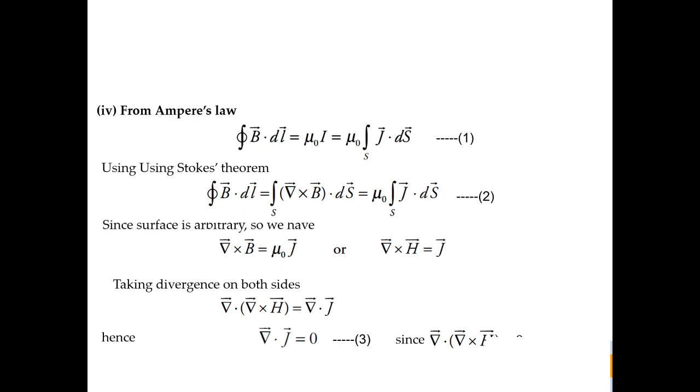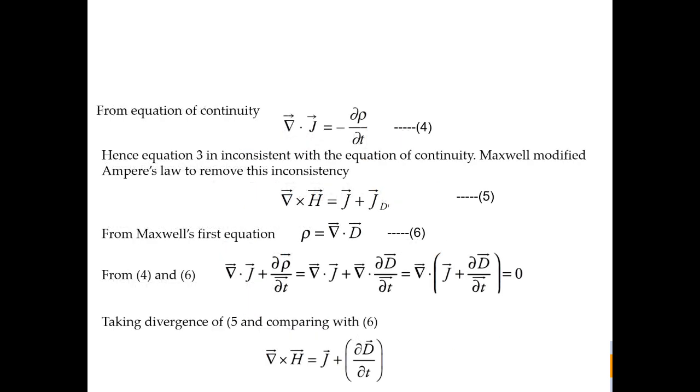But we all know that this is inconsistent, and we can prove that by taking divergence on both sides. On the left hand side I have divergence of a curl, which is 0. On the right hand side I have divergence of J. So the result is that divergence of J is 0, which is inconsistent with the continuity equation, because the continuity equation says that divergence of J equals the negative time rate of change of volume charge density. So if there's a divergence, there has to be a decrease in volume charge density. So it's not consistent with this equation.